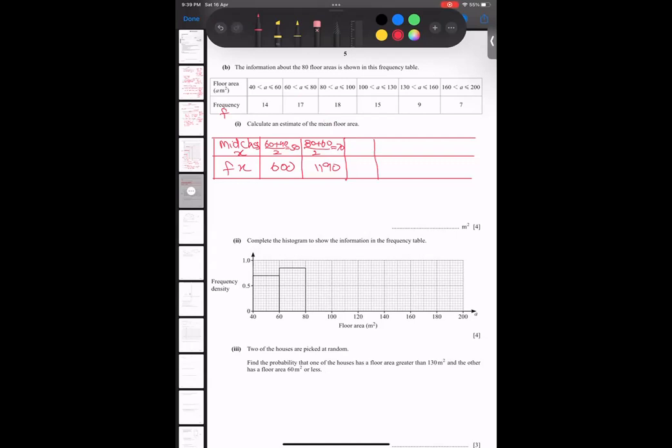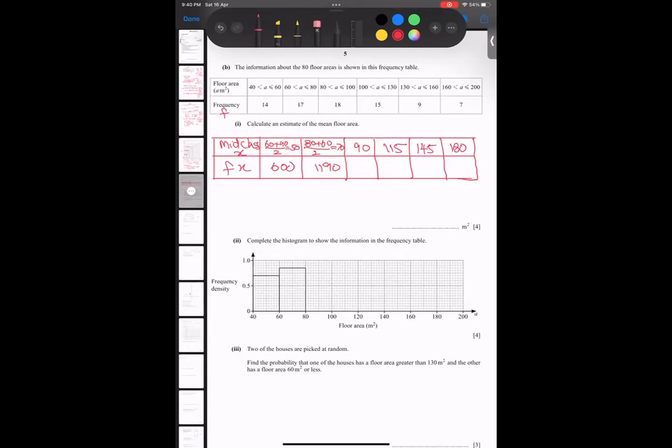This is, I think, 60, 80. Then here I got 90. Here I got 130 plus 100 and divide by 2, I got 115. Here I got 130 plus 160 and divide by 2, I got 145. Similarly, 160 plus 200 and divide by 2, I got 180. So I believe all the points are clear.